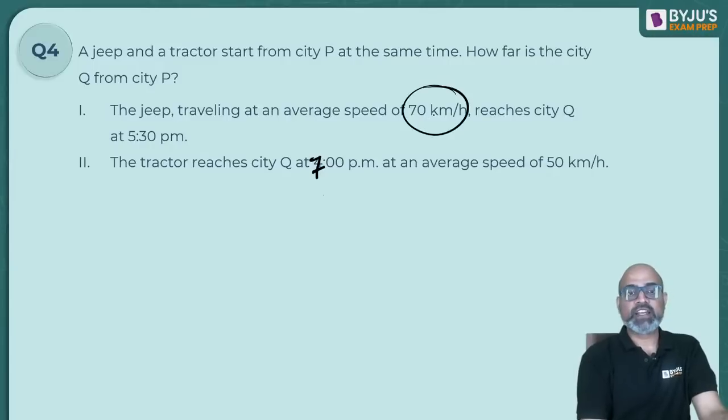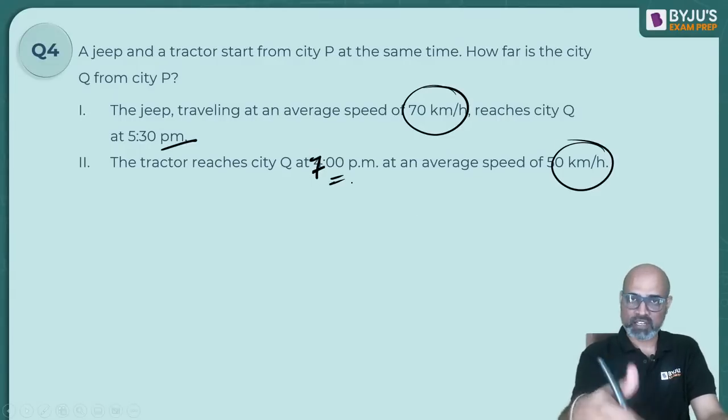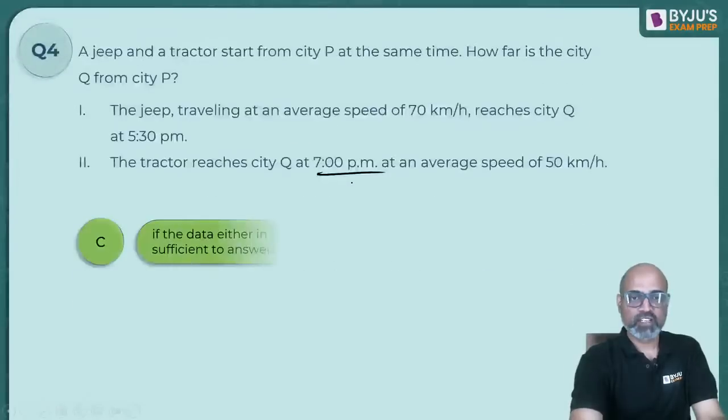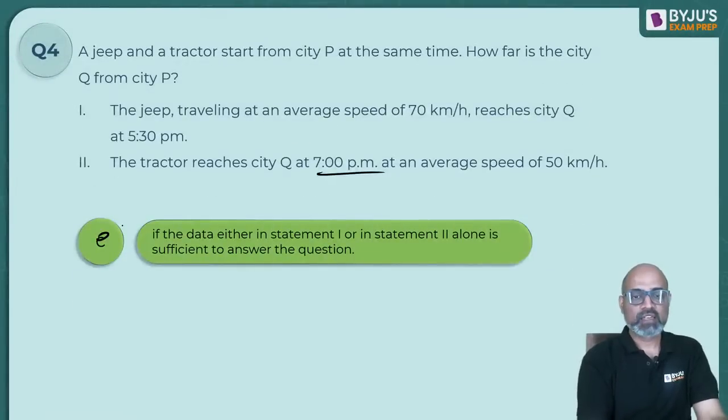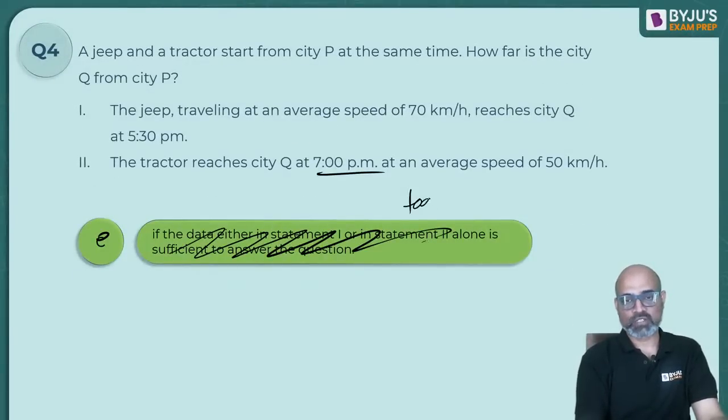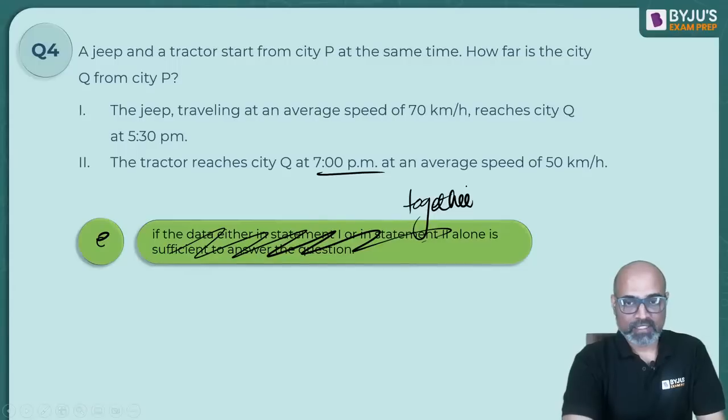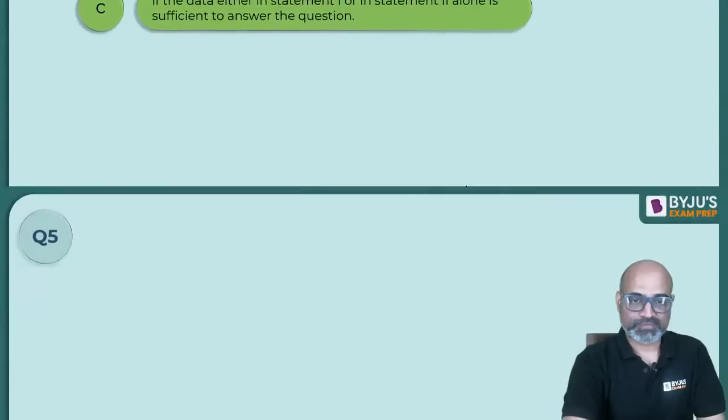The one whose speed is more reaches early. The one whose speed is relatively less reaches late. So the timing should have been 4 to 7. And the answer is going to be E. You will have to solve the question together, I mean using both the statements together. It is 7 PM here, I forgot to change it there.